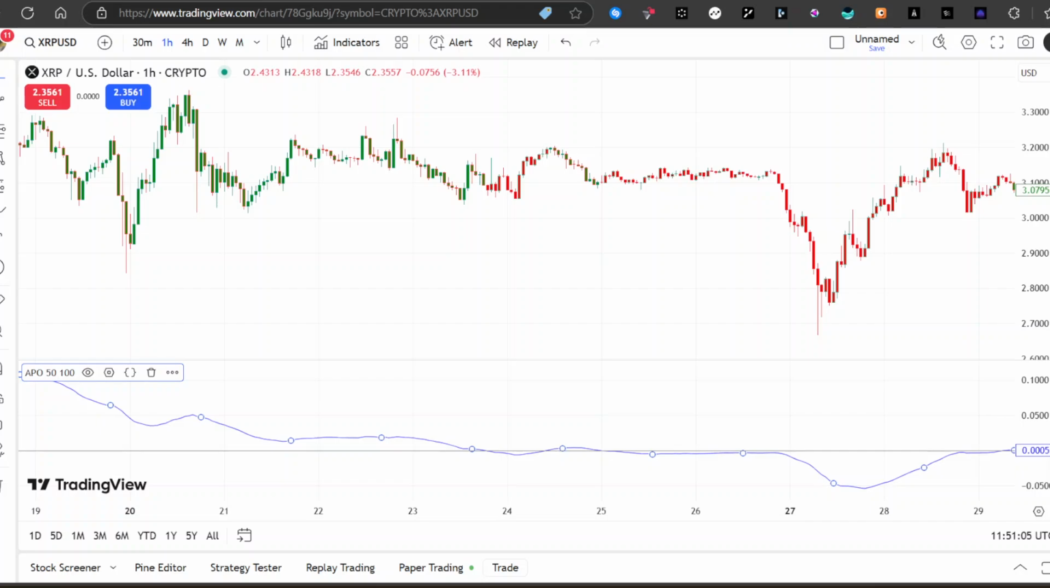And that's a wrap on the Absolute Price Oscillator. This tool is incredibly helpful for identifying trends, momentum, and spotting potential reversals.